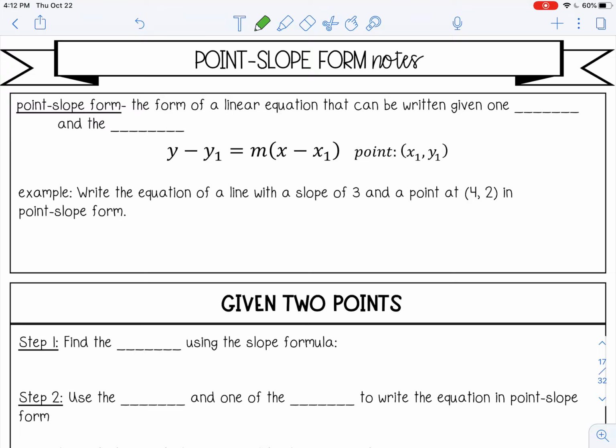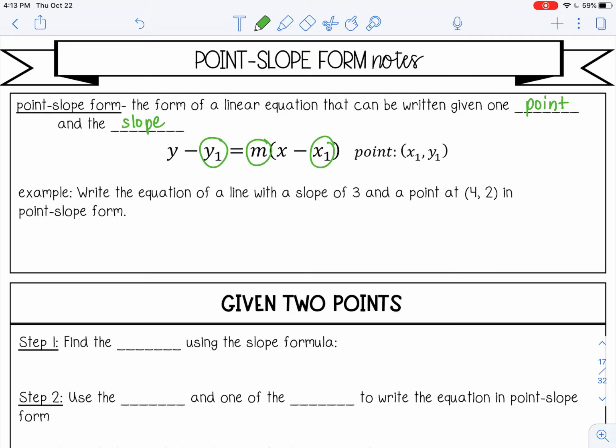Welcome to this lesson on point-slope form. Point-slope form is the form of a linear equation that can be written given one point, or an ordered pair, and the slope. And you see the point-slope form below. So the ordered pair that you're given is right here. And then, of course, m is your slope. X and y would be any other point along that line.